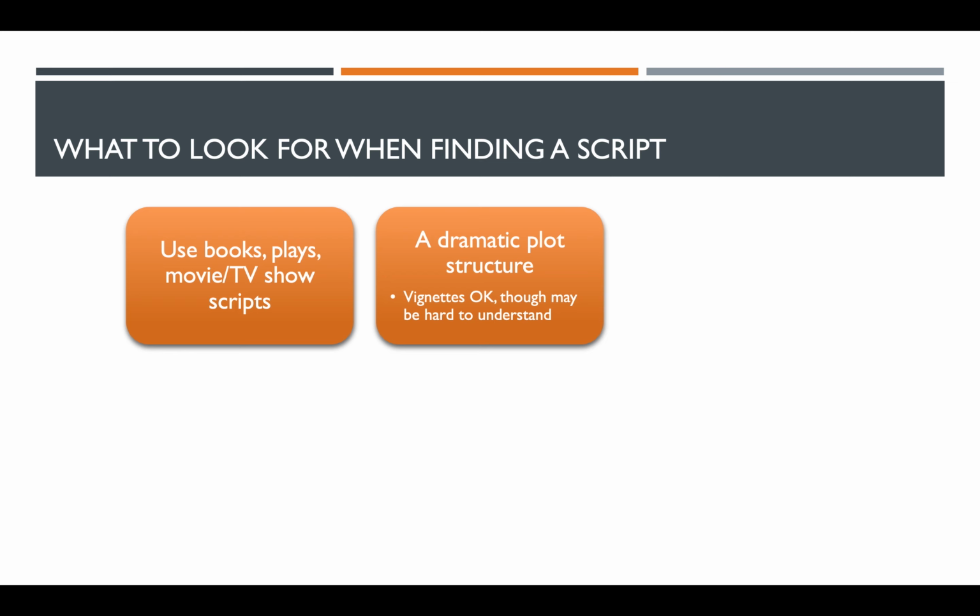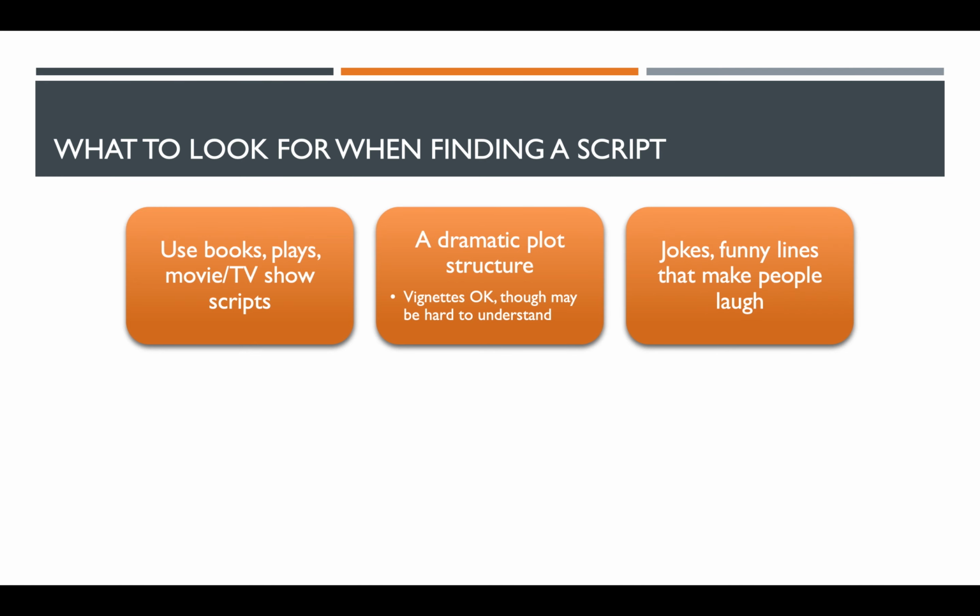Next, you want to be looking for that dramatic plot structure. So like I mentioned, some sort of exposition, some sort of inciting incident that leads to a rising action, to the climax, to a falling action, and then to a resolution. Vignettes, again, which are short stories, are okay, though may be a little bit hard to understand, so we need to make sure that we piece the vignettes in ways that make it easy for the judge to understand.